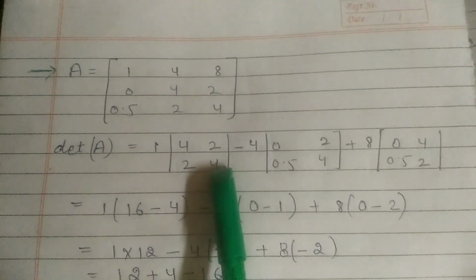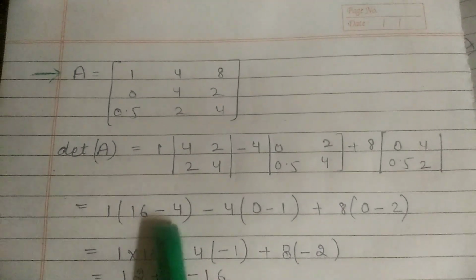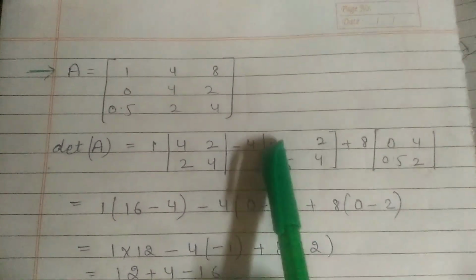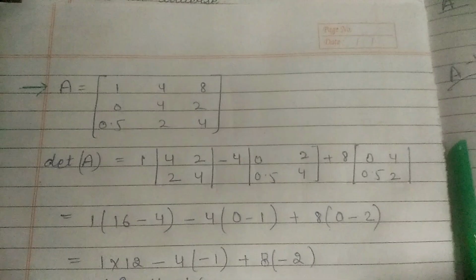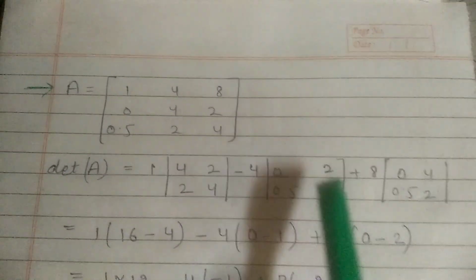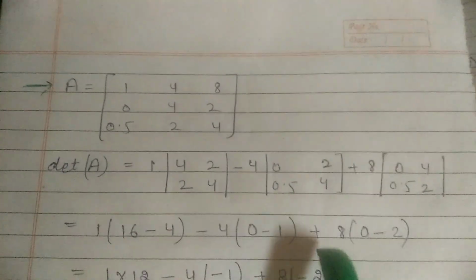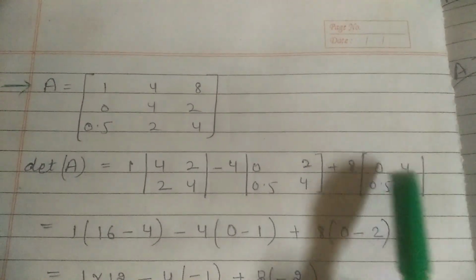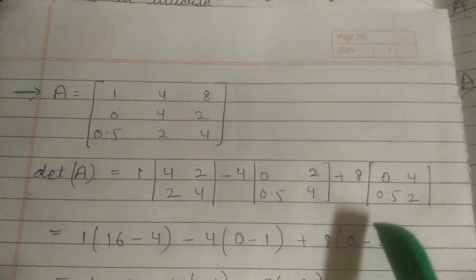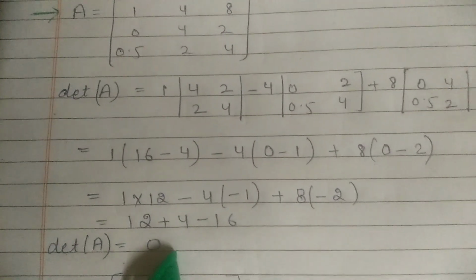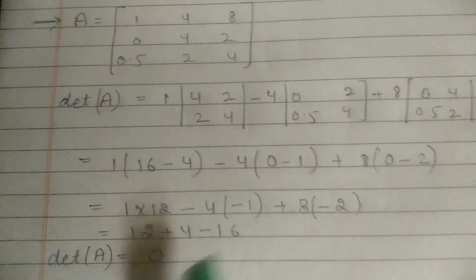Now 4 into 4 is 16, minus 2 into 2 is 4, then minus 4, 0 into 4. See, we have to multiply them diagonally. So 0 into 4 is 0, minus 0.5 into 2 is 1, plus 0 into 2 is 0 only, minus 0.5 into 4 is 2. So when I solve this, I get the determinant as 0.